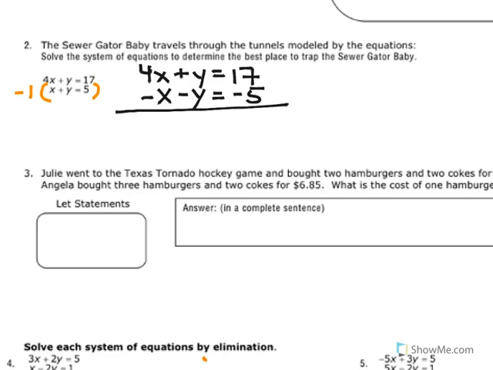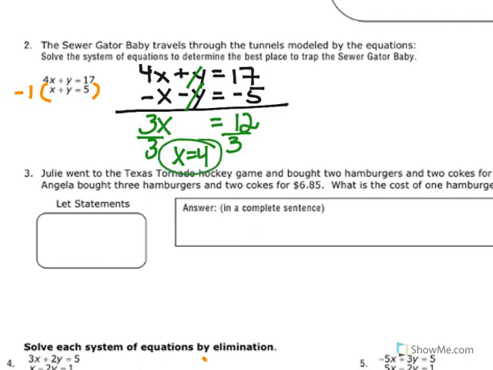Now when I combine these two equations, adding them together, we are going to eliminate the y. So 4x minus 1x is 3x. These cancel out, and 17 minus 5 is 12. Now we divide by 3, and we get x equals 4. So there's our x variable.